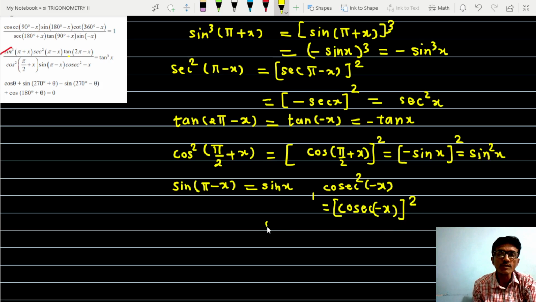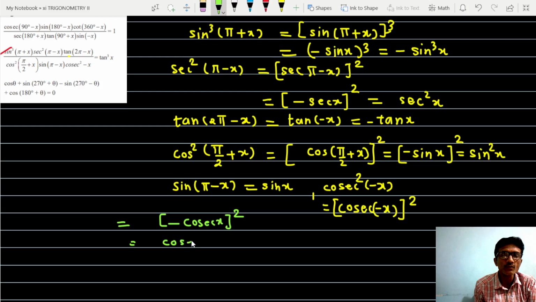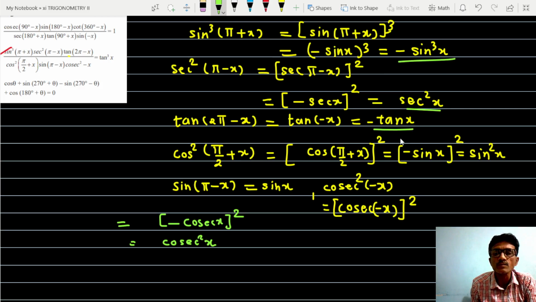Cosec of minus x is minus cosec x. Yes, cosec of minus x is minus cosec x, but it's squared, so it will be cosec square x only. So all these values we will substitute here. First is minus sin cube x, then sec square x, then minus tan x, sin square x, then sin x, and cosec square x. So let's substitute all these values.